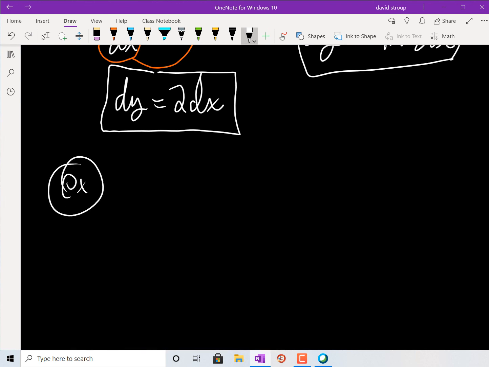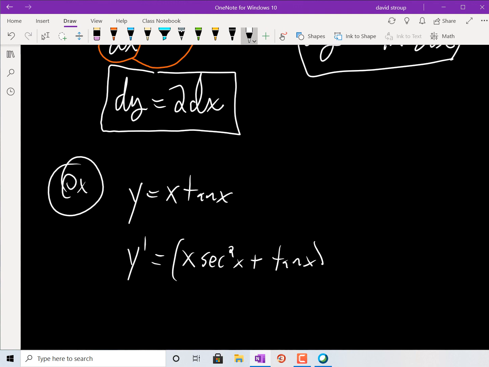The example, y equals x tan x. We're going to need a product rule. So y prime is leave x alone, and then the derivative of tan is secant squared, plus the derivative of x, which is 1, times leave tan x alone, and then tag on your dx. Well, it should just be dy, right? Y prime would be dy over dx, so let me get rid of that. There it is. That would be the differential form of the derivative.